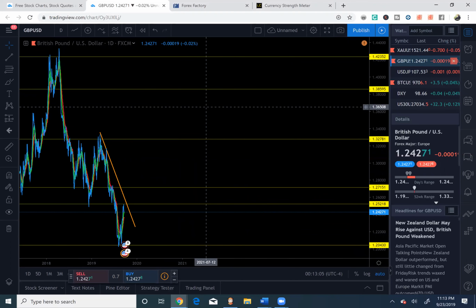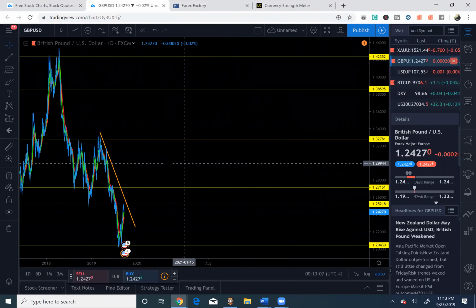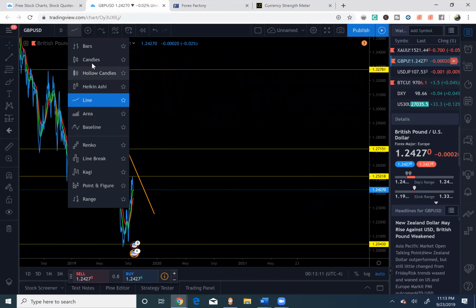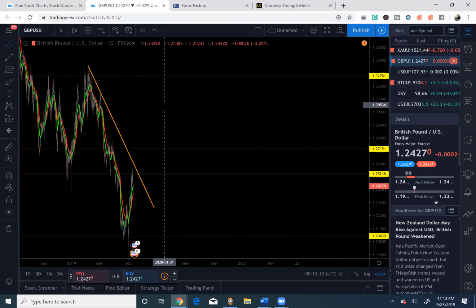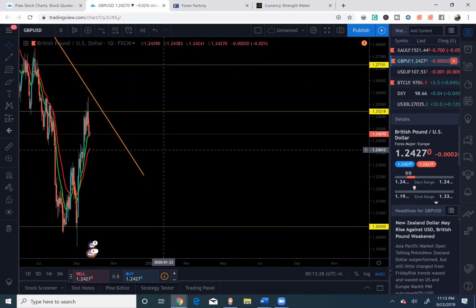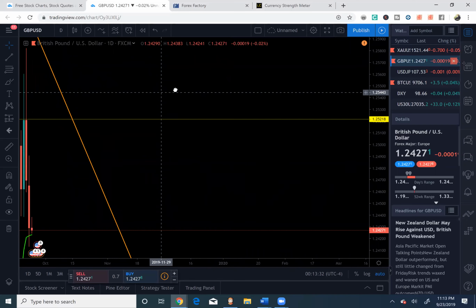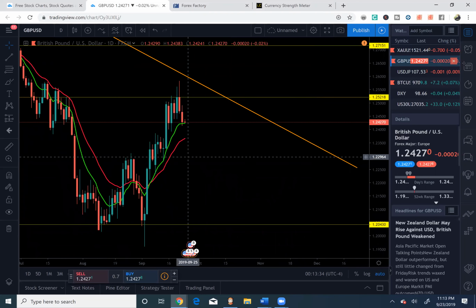Okay, so next, what we want to look at is candlesticks. Now, everybody should have Japanese candlestick patterns downloaded. If you haven't, download it now. JCP, Japanese candlestick patterns. So that way you can get familiar with what's going on when you look at a candle.